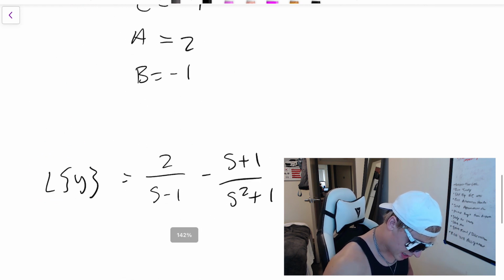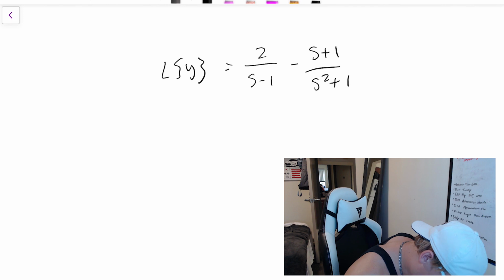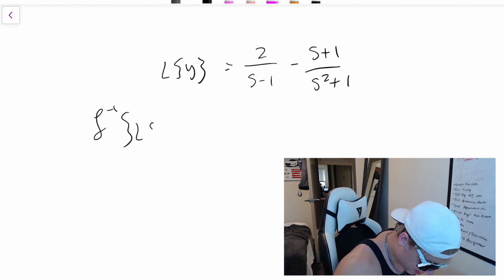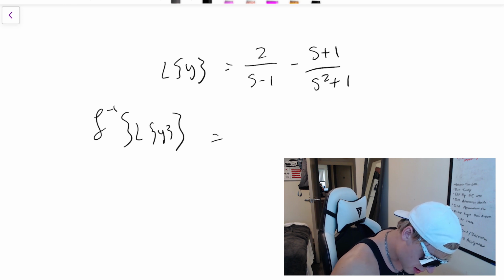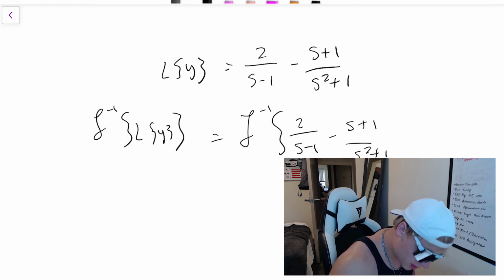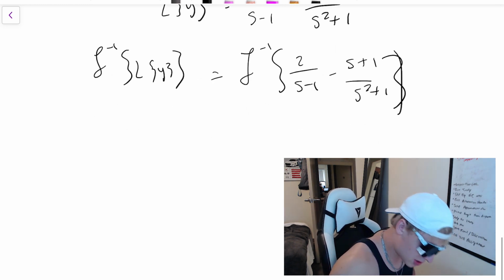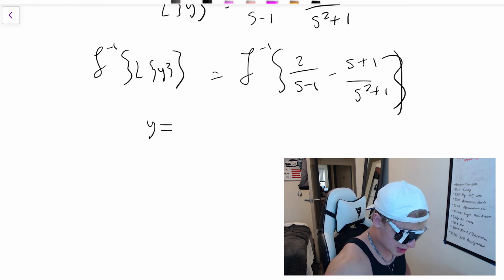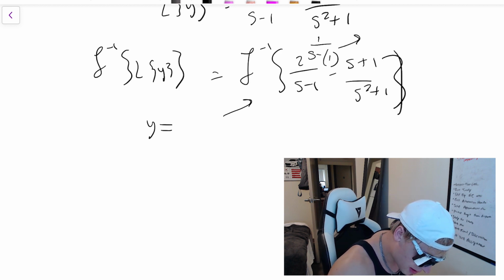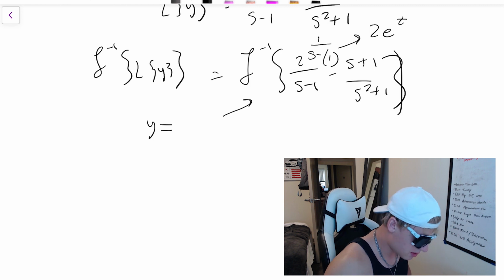Coming back down here, now we're going to take the inverse Laplace transform of the Laplace transform of y. I can't do the curly brackets, so, s squared plus 1 here. So this is just going to give us y equal to the inverse Laplace of this, because this is in the form of 1 over s minus 1. So this is going to be 2 times e to the t. So we're going to get 2e to the t.